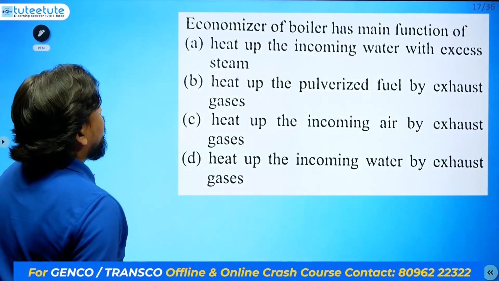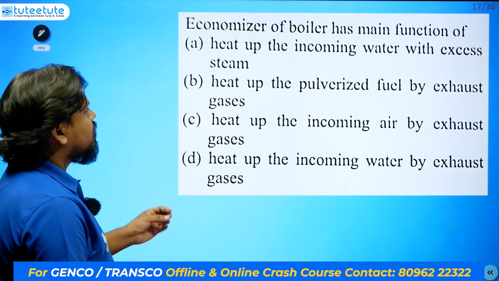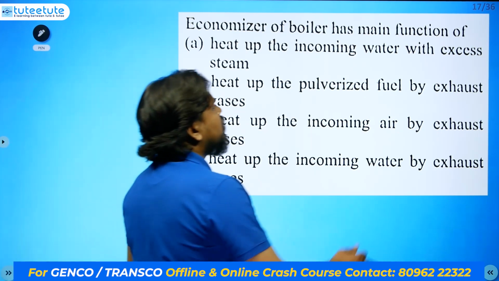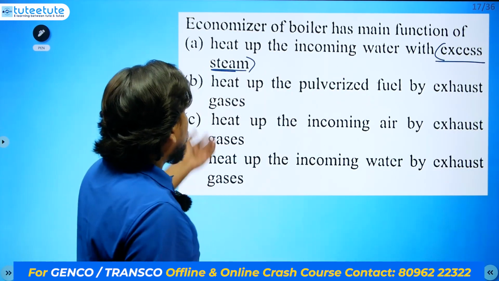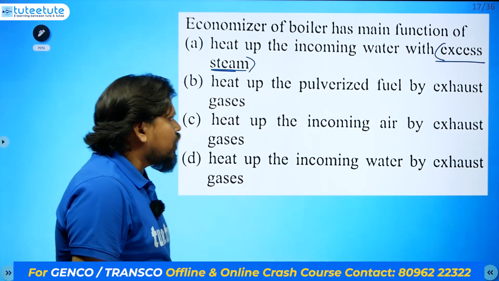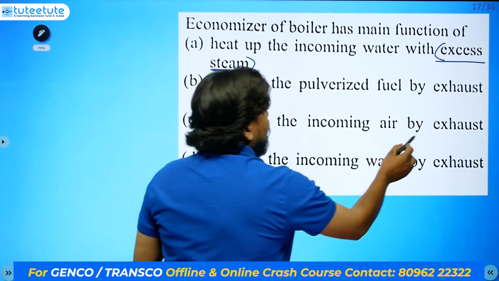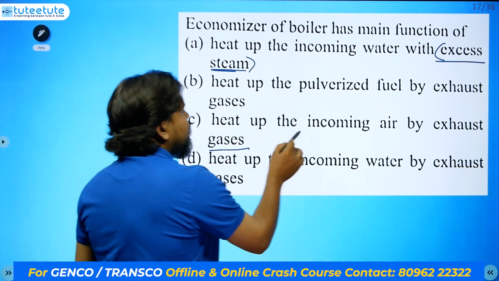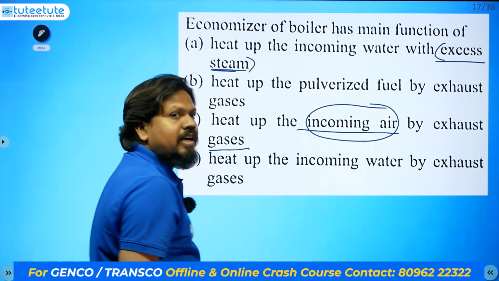The economizer of a boiler has the main function of heating up the incoming water with excess steam. No, this is wrong. Not with excess steam. Next option: heat up the pulverized fuel by exhaust gases. No. Heat up the incoming air by exhaust gases. This is also wrong. Heating up the incoming air happens in the air preheater.